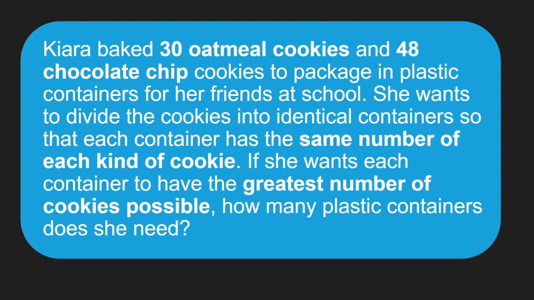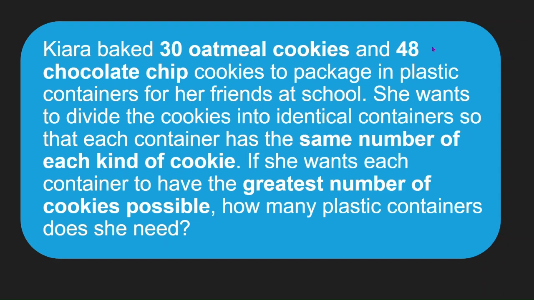When you see these word problems, I would suggest underlining information you think is important, right? So the amount of oatmeal cookies, 30, and the amount of chocolate chip cookies, 48. These are two important numbers. These are the two numbers we're going to be comparing, right? 30 and 48. She's dividing them into identical containers, and each container has the same number of each kind of cookie. So this is telling us we need common factors, right?